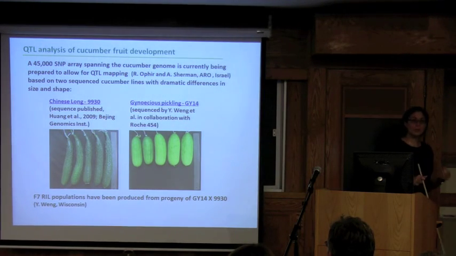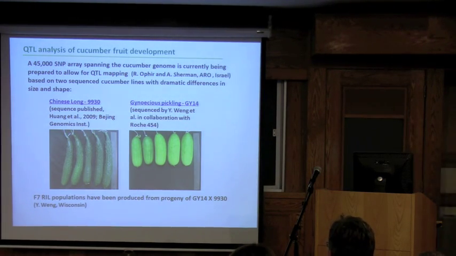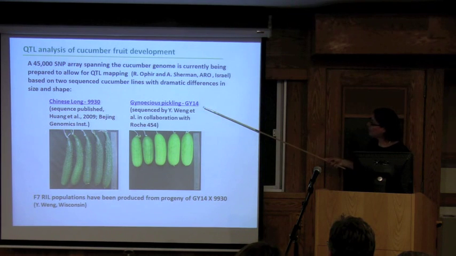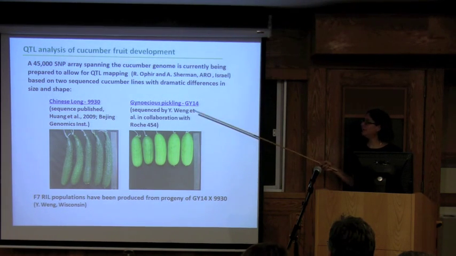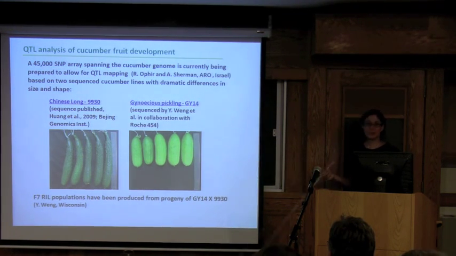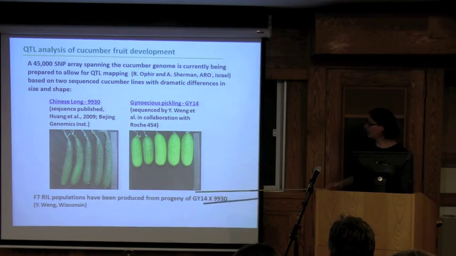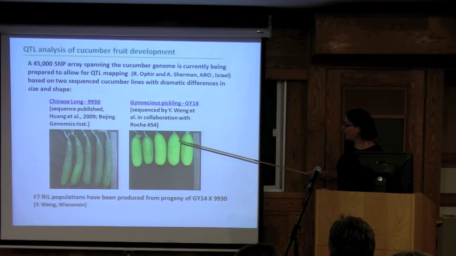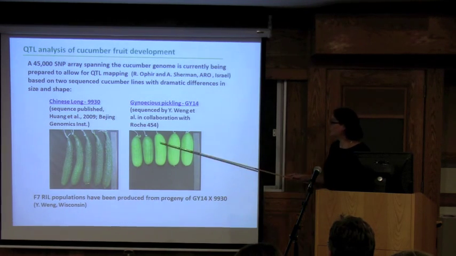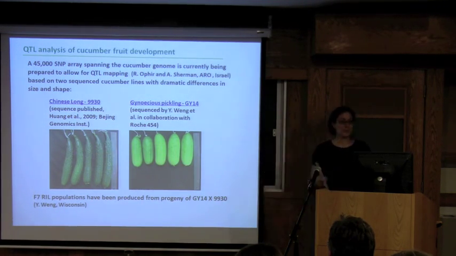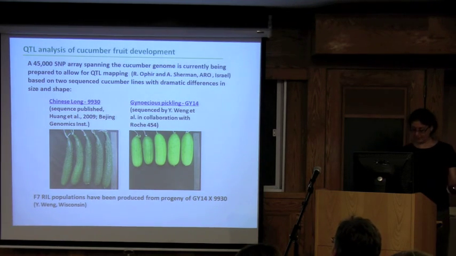This was the first published cucumber genome sequence by Huang et al. from the Beijing Genomics Institute. And the second was sequenced by Yikun Wang et al. in collaboration with Roche 454. This was a gynoecious pickling cucumber line. Yikun Wang and his group also made F7 RIL populations, crosses derived from GY14, the pickling type, by the Chinese long.